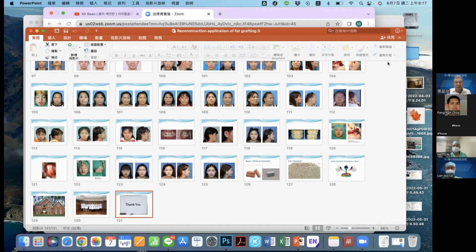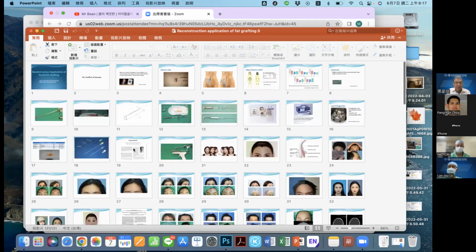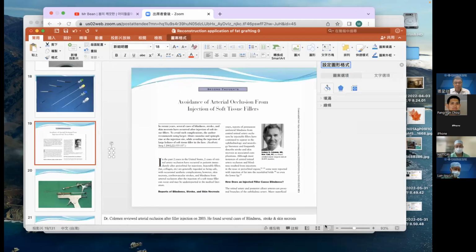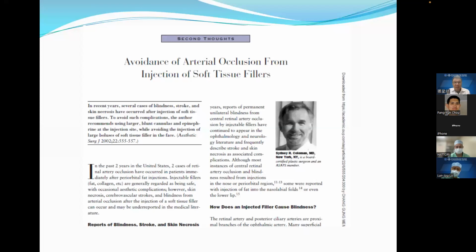Yes, as I mentioned, Dr. Coleman published in 2002 on avoidance of arterial occlusion. We know that the nasal dorsum and the periorbital area are more dangerous areas for intravascular injection. And we know that the vascular diameter is almost less than 1 millimeter, and an 18 gauge is roughly 1.2 millimeter in diameter. So it's difficult for a large brown tip cannula to enter the artery and inject inside the artery.